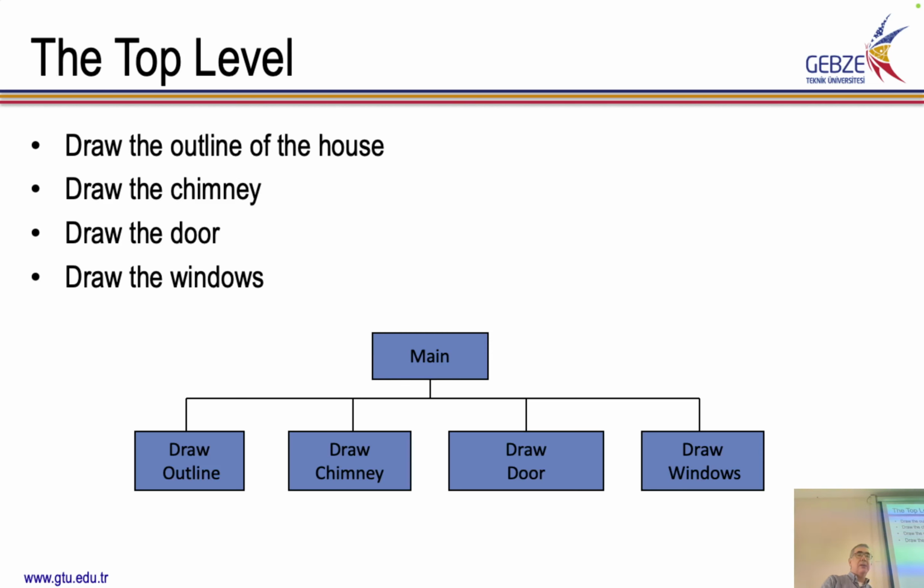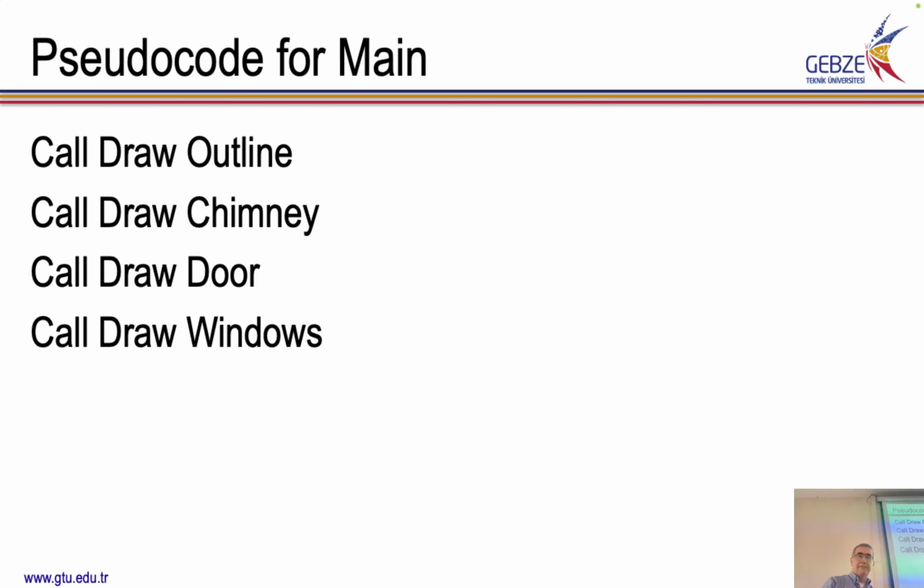So these functions, draw the windows, draw the outline, can be solved individually. For the main, it will be like this. Our main calls draw outline, calls draw chimney, calls draw door, calls draw windows. So 3 function calls. Is it finished? No, because those functions are not described yet. So the problem is not solved, but the problem is outlined.